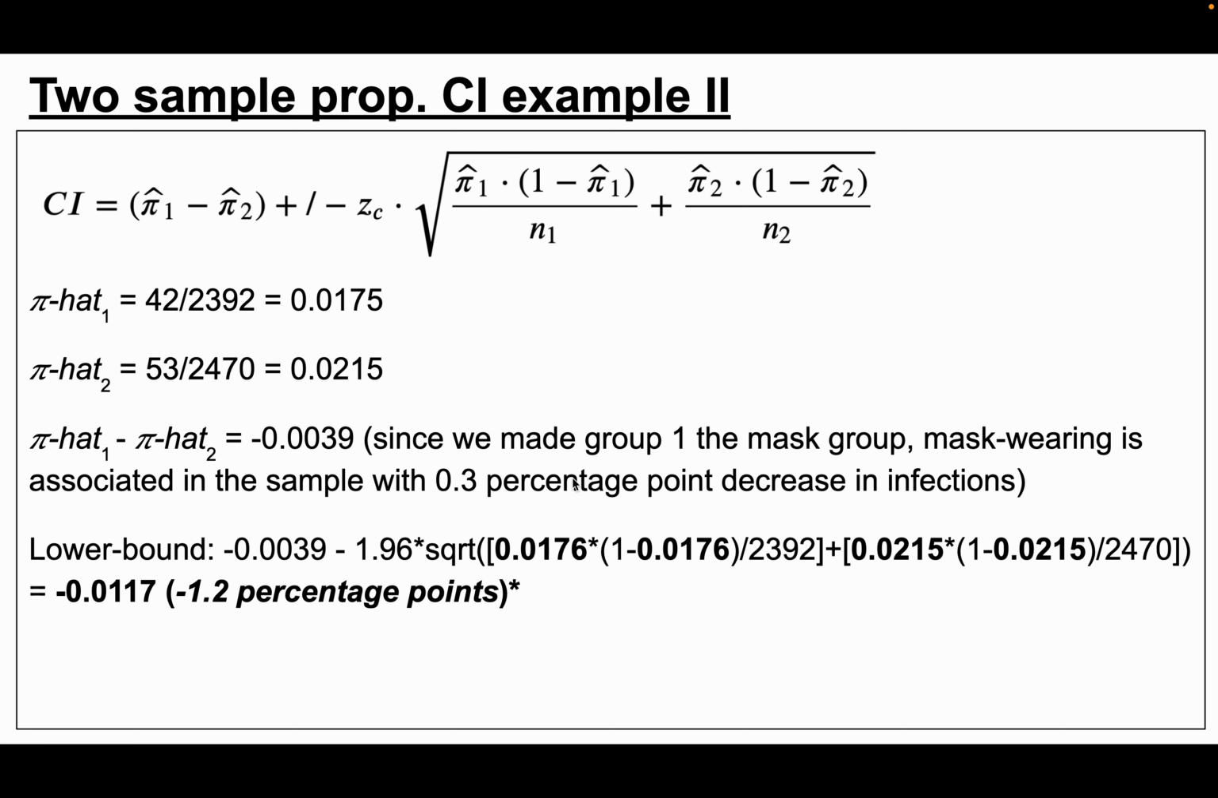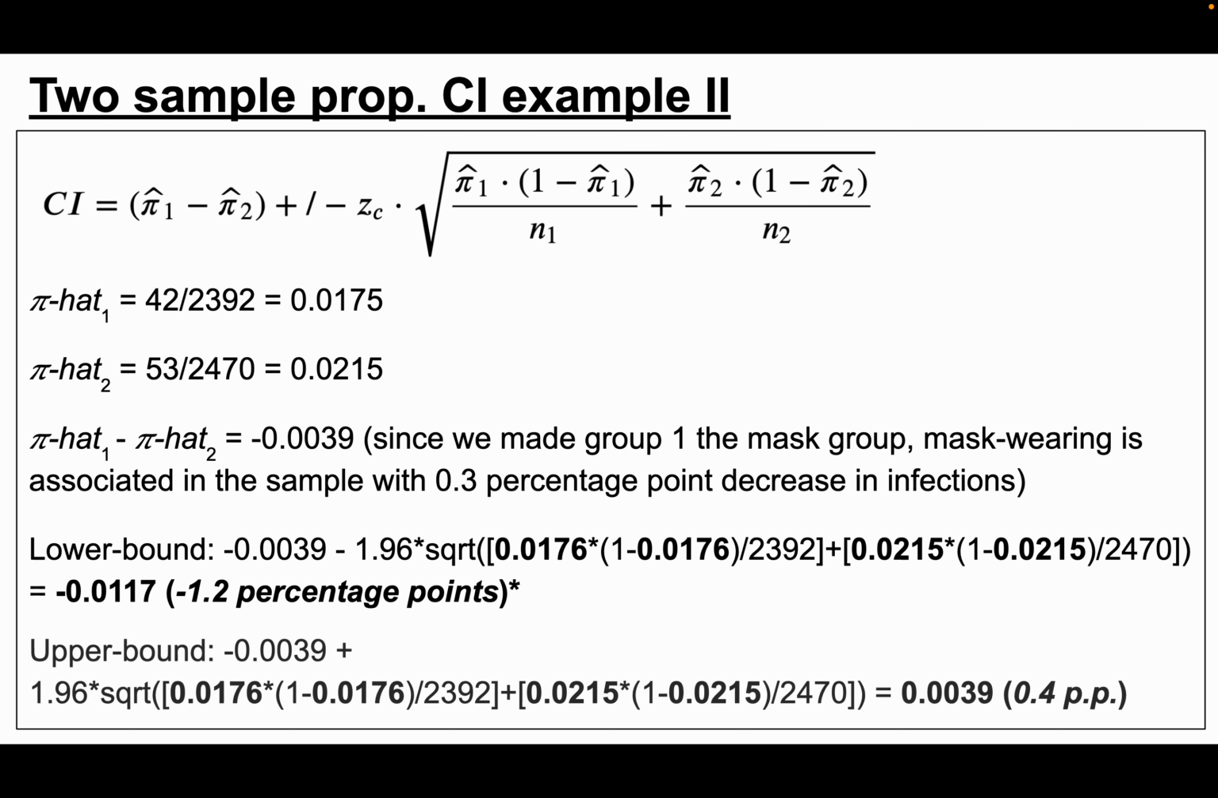Or in other words, again, since we made group 1 the mask group, it could be the case that negative 1.2 percentage points, or in other words, the mask group did better by about 1.2 percentage points, but here it comes. What's the upper bound? So this is actually 0.0039 or 0.4 percentage points. What? Yes, it is true. So our confidence interval includes 0, and it goes further, and it actually even includes the possibility that the mask group actually did worse, and that this is just sampling noise.